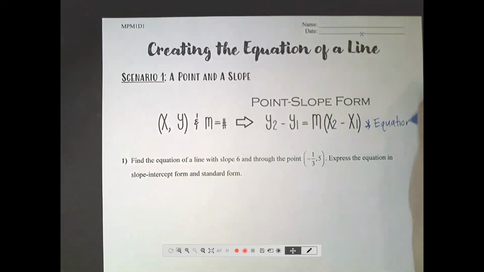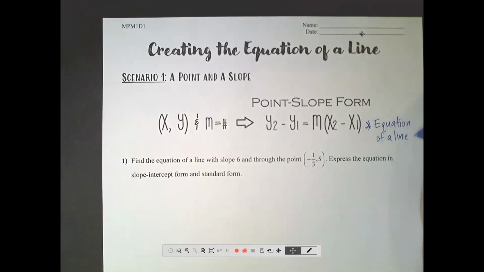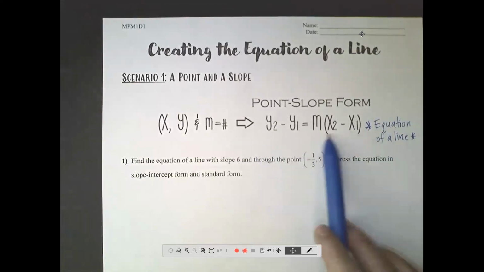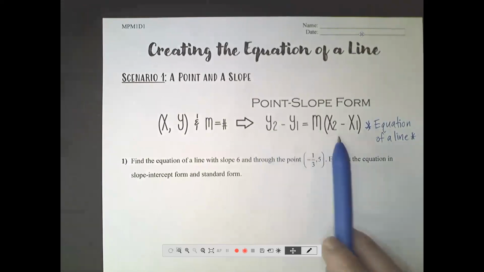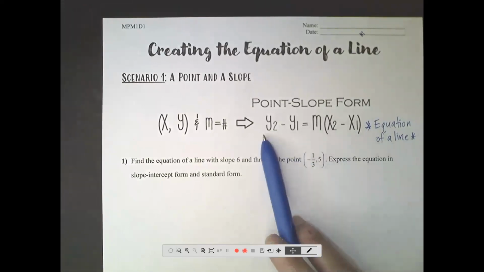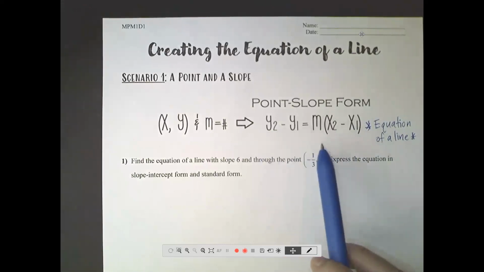So I know it has a specific name called the point-slope form, but whenever the question says, find the equation of a line, this is the formula that you are going to be putting it into. And I'm going to show you how to use this formula. Now, some of you may be able to recognize, well, I've seen these letters before. Where have I seen this before?